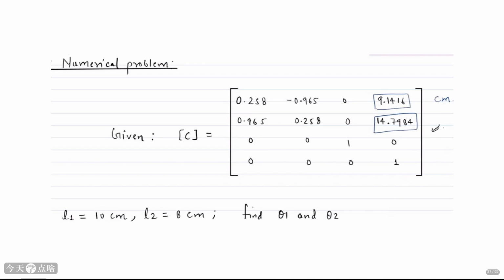The diagram shows the robot arm and the desired position. We need to calculate the joint angles theta 1 and theta 2 that achieve this position. We'll use the formulas we derived for the closed form solution.